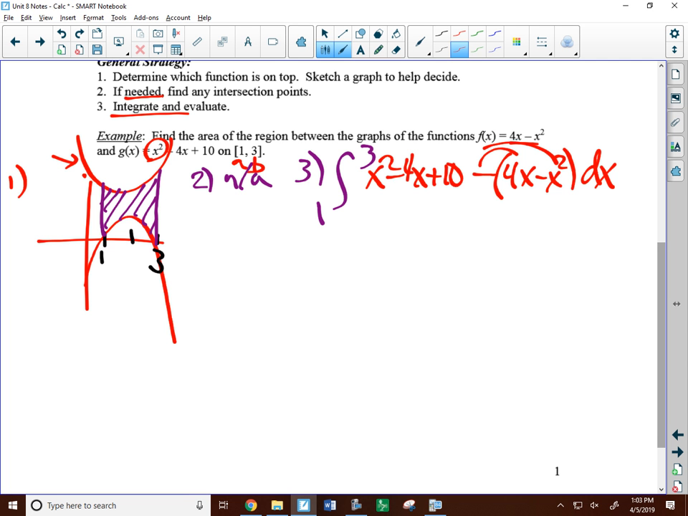Well, let me clean this up first. This is really negative 4x squared and positive x squared. And so then let's just combine them and we'll do it. 1 to 3. I've got an x squared and an x squared. So I got 2x squared. Then a negative 4x and a negative 4x, which is negative 8x. And then a plus 10.